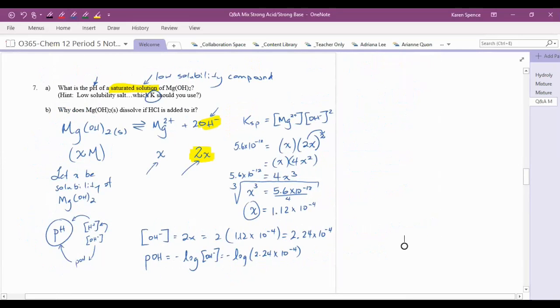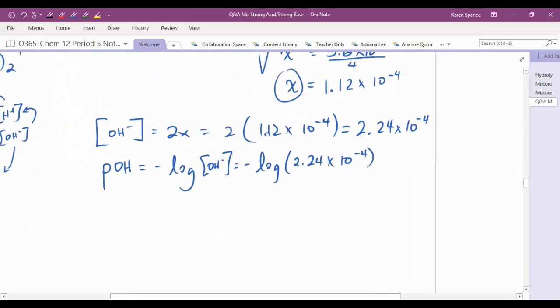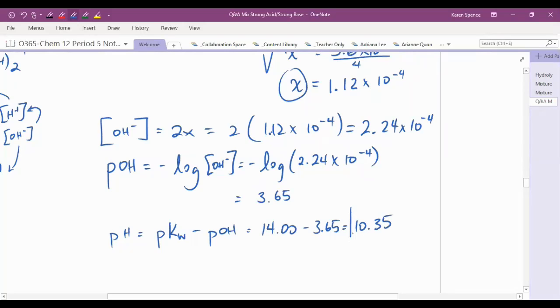Well, what happened there? Bigger, bigger, bigger. There we go. Okay, there's our pOH is log, and we get 3.65, and then our pH is equal to the pKw minus pOH, which is 14.00 minus 3.65, and we get 10.35.